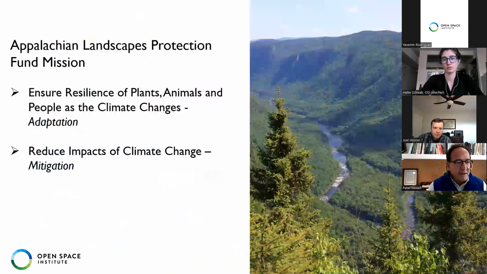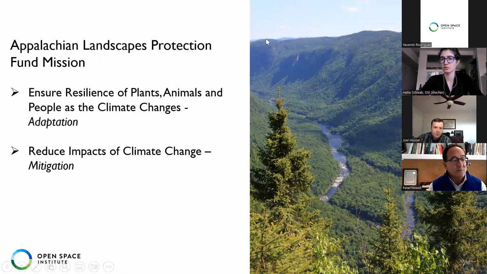Now to the fund. The overarching mission of the fund is to protect the most biodiverse and climate resilient places across the eastern U.S. with climate in mind. Specifically, we want to support efforts to protect places that can facilitate adaptation to climate change for plants, animals, and humans. Secondly, we also want to support efforts to mitigate the harmful effects of climate change by protecting land that stores and will sequester carbon. So there's a dual-fisted approach here, both adaptation and mitigation around the role of land protection.